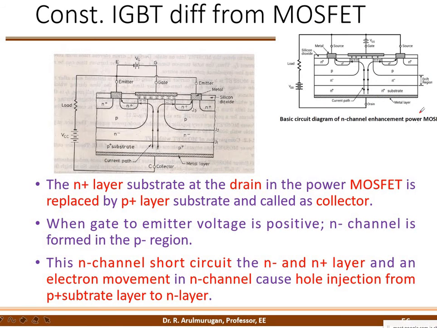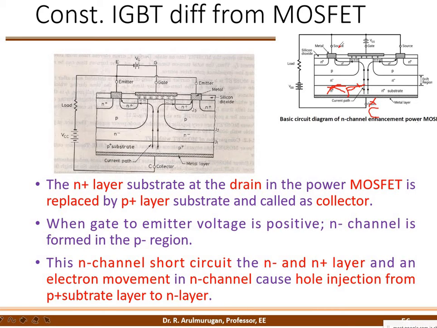Again I will show you here. This is called the MOSFET. In the circuit, I will go ahead directly. N plus is replaced with P plus. That's all. The drain terminal is replaced with the collector terminal.